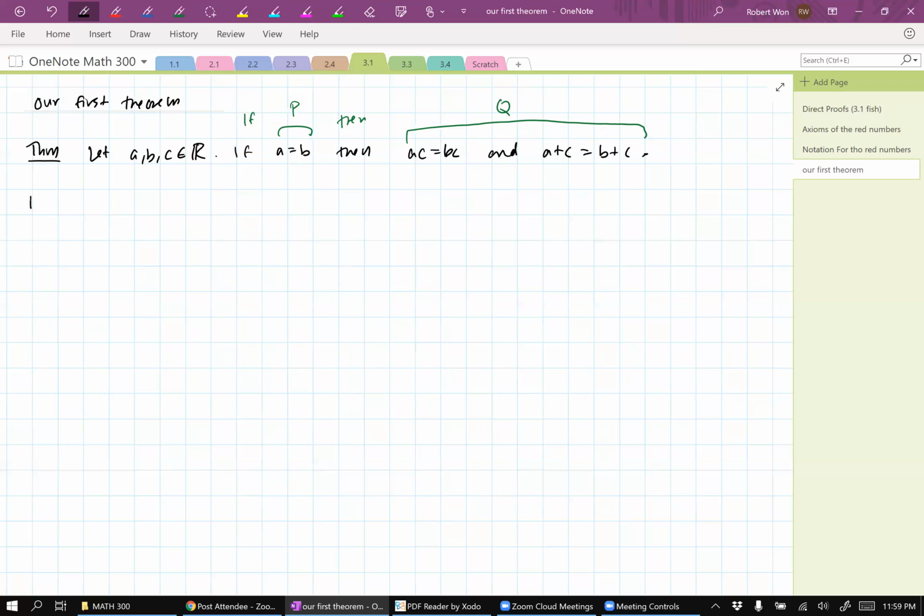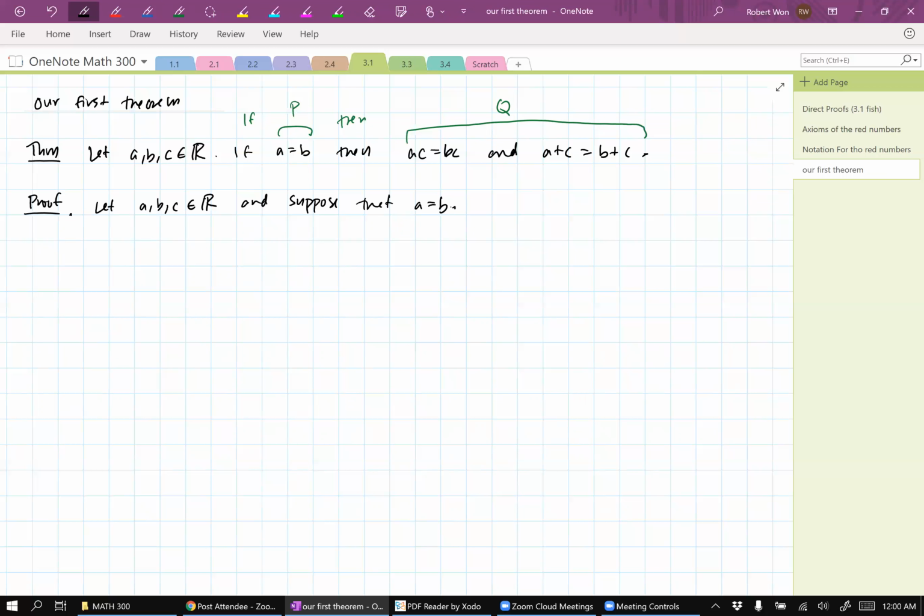Okay, so here's our proof. And again, I need to go directly from the axioms. Okay, so I get to start by assuming P. A good thing to start your proofs with is always lay out all your notation and your assumptions. So let A, B, C be real numbers, and suppose that A equals B.